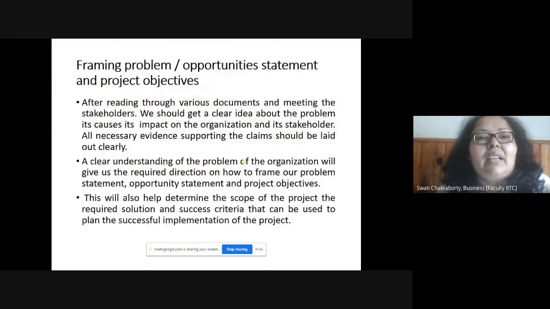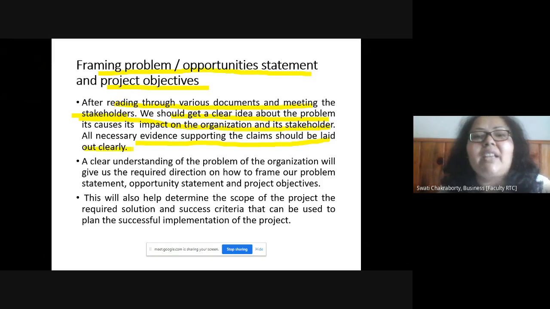So next comes framing the problem and opportunity statements and project objectives. After you have read, that's when you have to frame your problem or opportunity statements and the project objectives. After reading through all the documents and meeting the various stakeholders, you should do this first. Then you will have a clear idea about the problem, its causes, its impact on the organization, and its stakeholders. And all the necessary evidence supporting the claims should be laid out very clearly. Everything should be clearly spelled out.